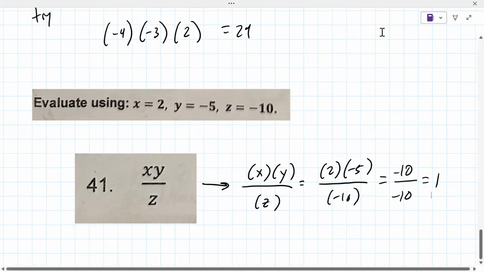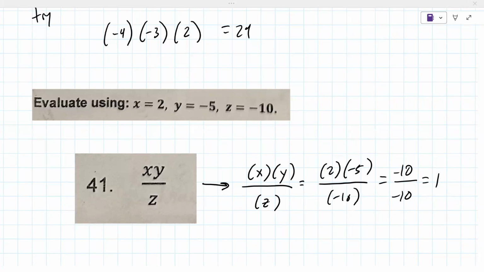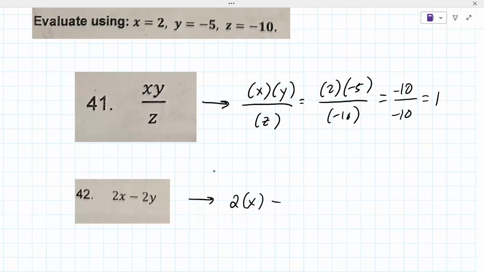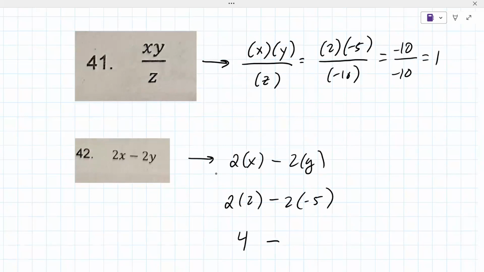So for number 42, I would treat it like the x and y were in parentheses. I would treat it as 2 times x minus 2 times y. So 2 times 2 minus 2 times negative 5. You just start out with 2 times 2 is 4, minus 2 times negative 5, so negative 10, minus 4 is negative 6.